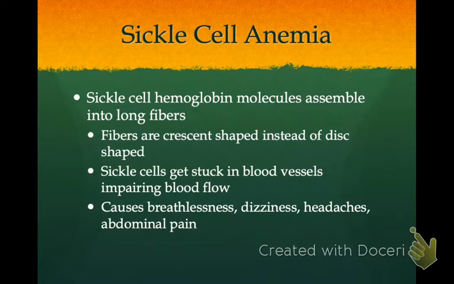Because of this amino acid substitution, the sickle cell hemoglobin molecules assemble into long fibers, causing this crescent shape. This causes the red blood cells to get stuck in blood vessels, and this inhibits proper blood flow. How does this affect a person with sickle cell? Well, it can cause shortness of breath, maybe dizzy spells, headaches, and maybe even pain in the abdomen due to the blood not being able to flow properly.